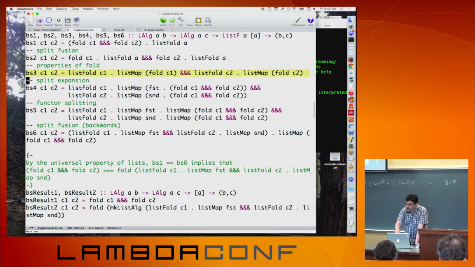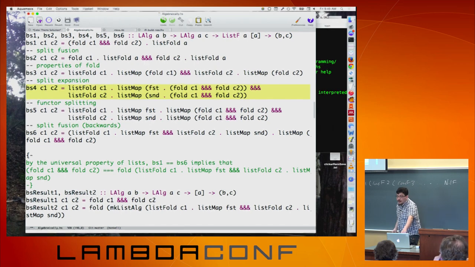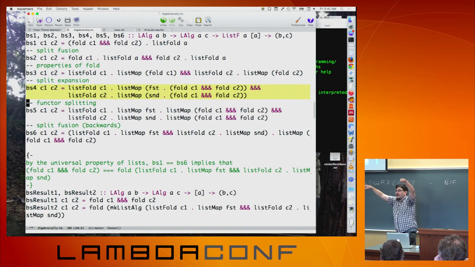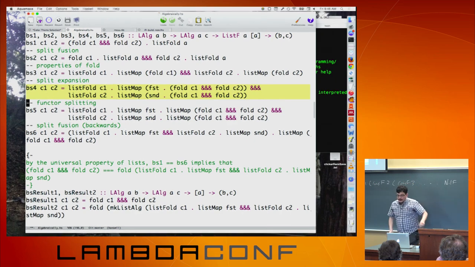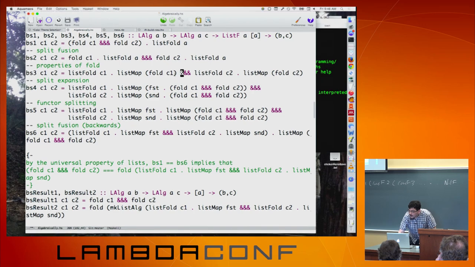By the universal property of fold, we can apply that transformation. Now, you can apply something called split expansion. And here what we've done is, you can always add whatever you want over here. If you're splitting something into a pair of results, you can always apply whatever function you want on this side, as long as you then throw it away. So this guy was the list map of the fold of C1 in the first half. And now he can be the list map of the fold of C1 and anything else over here, it doesn't matter, because we're just going to take the first of the result.